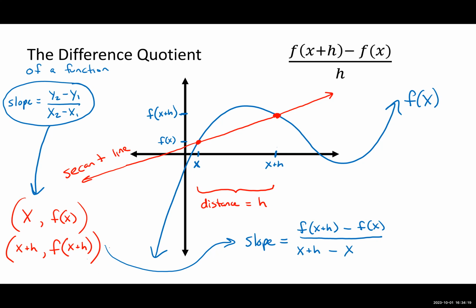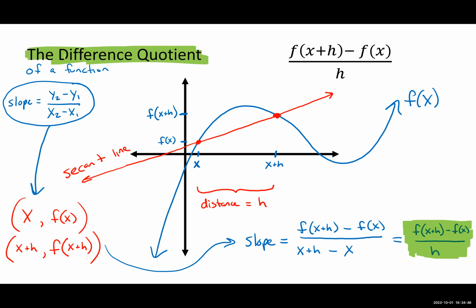So on the bottom, looks like those x's cancel. We have a positive x and a negative x. So that gives us f of x plus h minus f of x all divided by h. And this is what I'm highlighting in green. This is the difference quotient. And this is where it comes from.